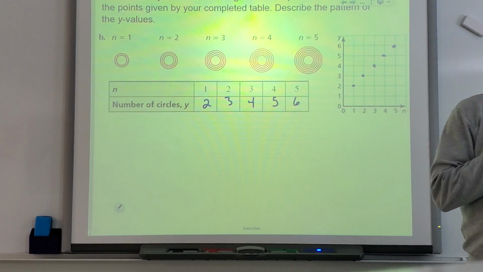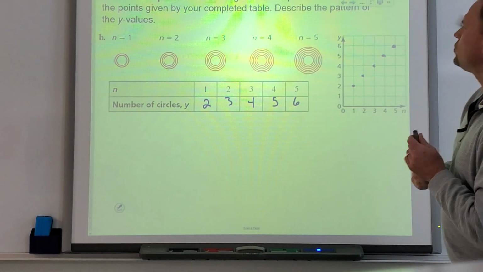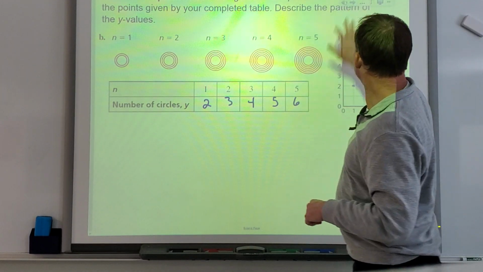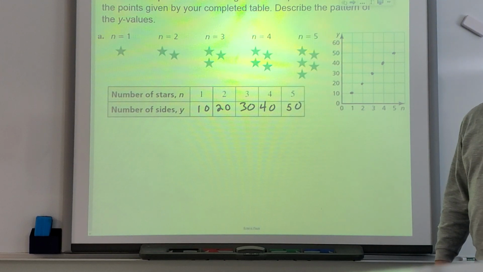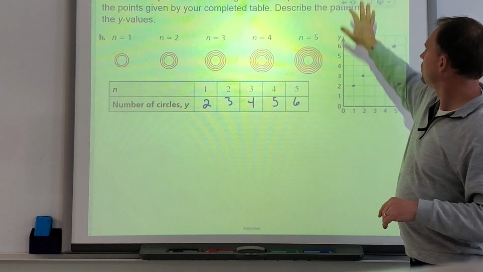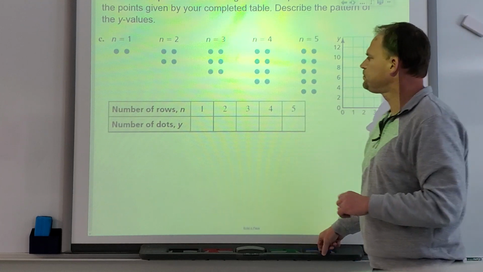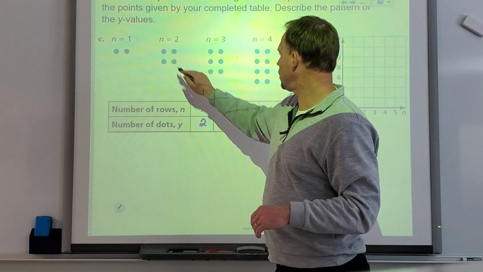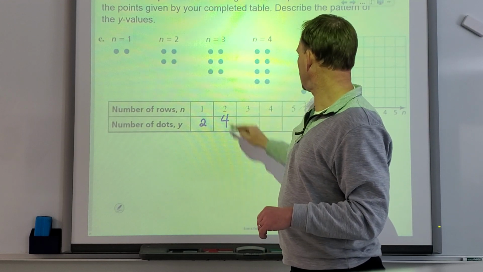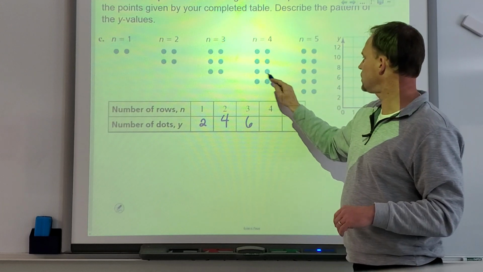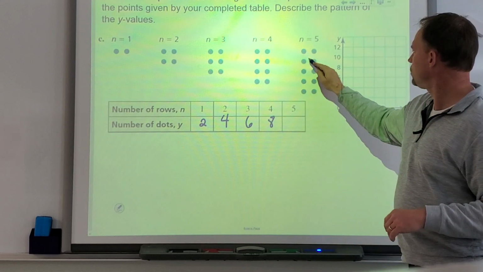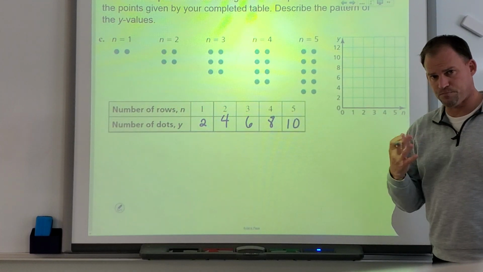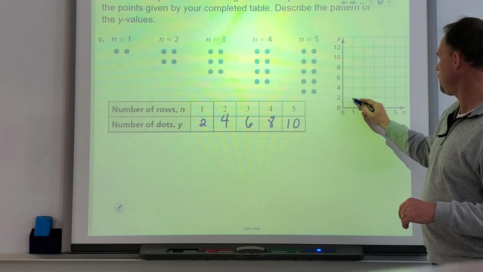And again, I want you to make some conclusions. Okay, what do you notice about the graph here? Is it the same as this graph? Did you notice the same thing? Okay. So let's do this one more time. So 1 is 2, 2 is 4, 3 is 6, 4 is 8, 5 is 10.